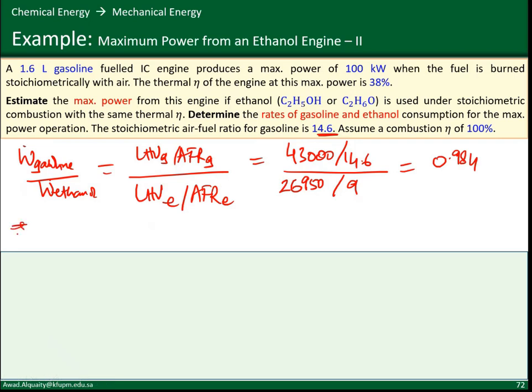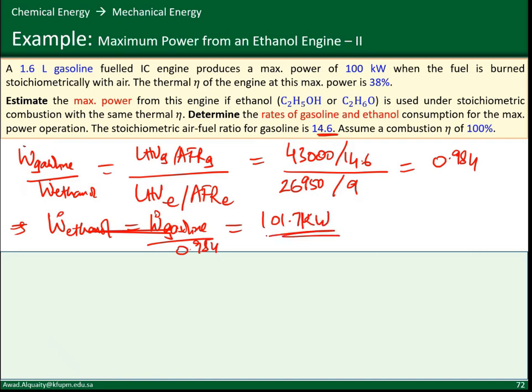So using this, we can simply say the work output for ethanol, for using the same engine with ethanol fuel, is the work output for gasoline divided by 0.984, or it comes out to be 101.7 kilowatt. Okay, so this is taking care of the first part of the problem.